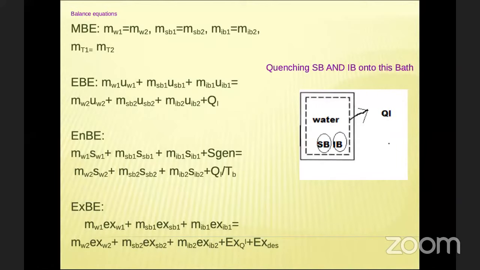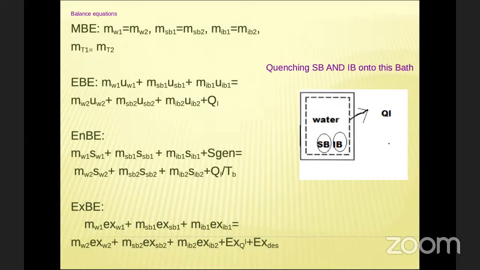Next, the energy balance equation. Since it is a closed system, we are taking only the internal energy. So for water mw1 u1, iron mib1 uib1, and steel bar msb1 usb1, this is equal to the outlet plus the heat loss QL. Okay, and for the entropy balance equation, we are just replacing the u by s. For water mw1 sw1, plus for steel bar msb1 ssb1, and for iron bar mib1 sib1.